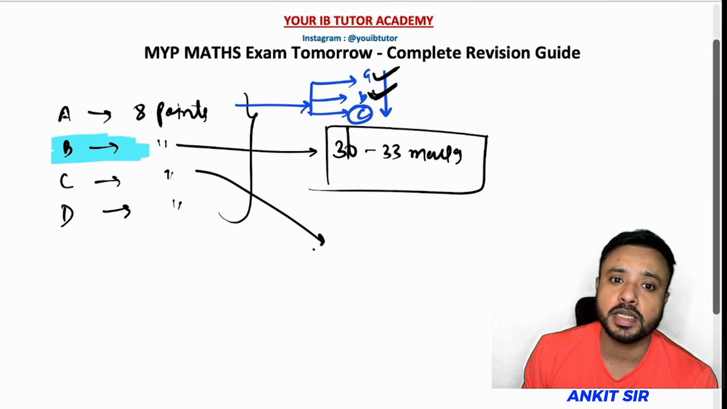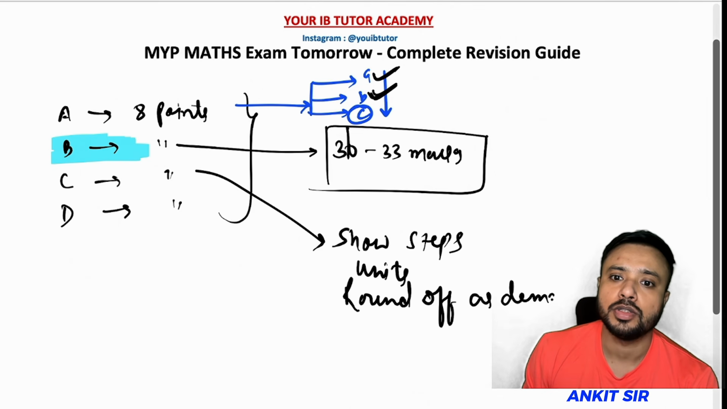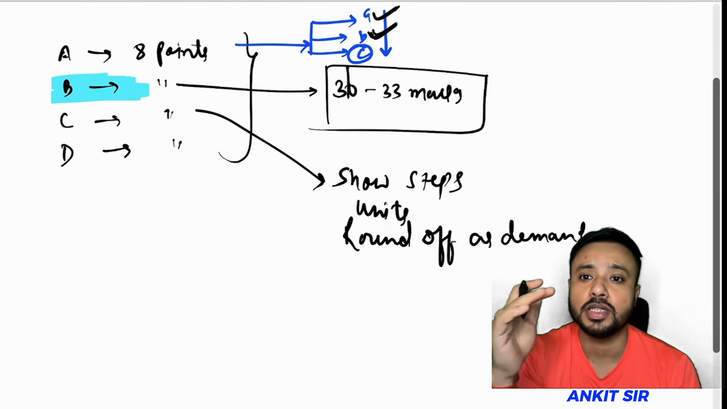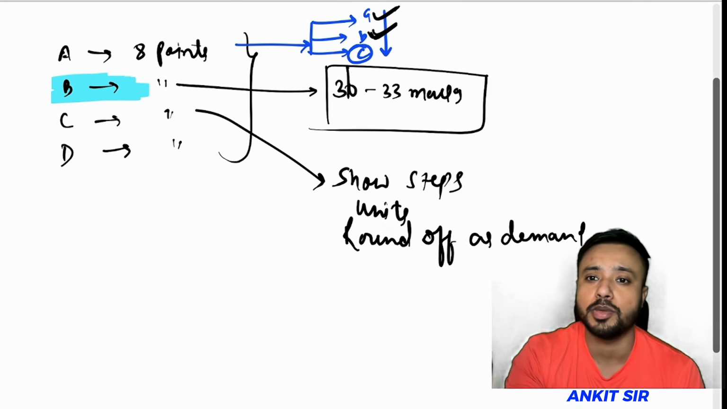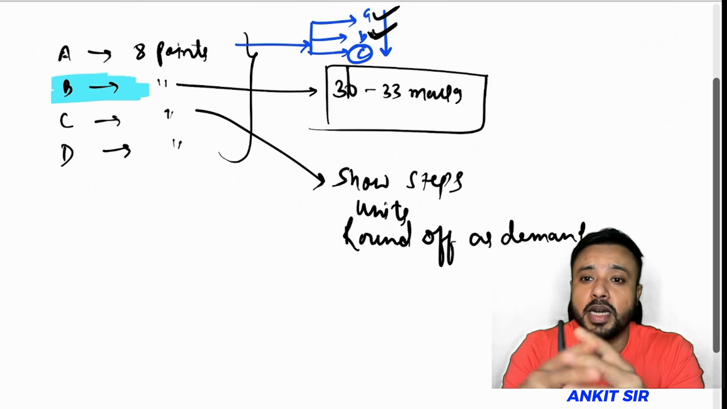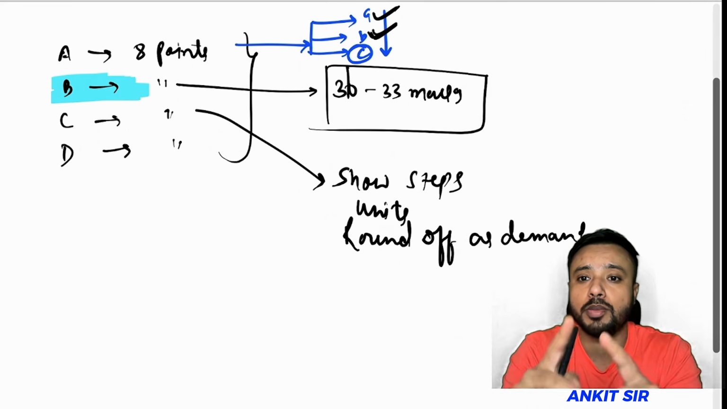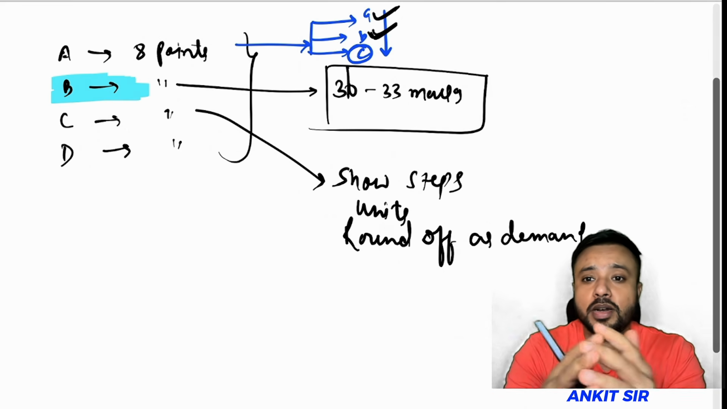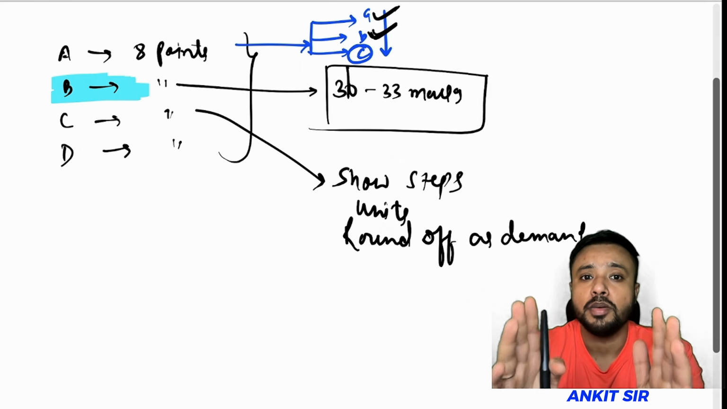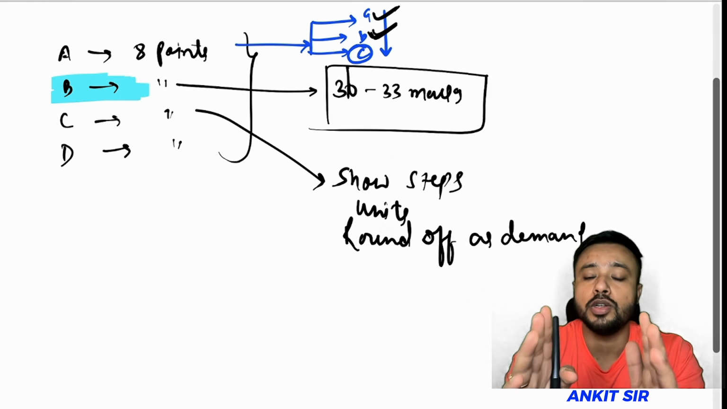Now in criteria C, guys, it is very important for all of you to show all the steps. So show steps, write units, round off as demanded. You will see that in a lot of questions they want the answer in three significant figures, till two decimal places, or till one decimal place. You have to be very careful with that, guys, because if you're not following that instruction, you will lose 1 mark. Even if the whole process and your answer are correct, you will lose 1 mark in your examination. So please, guys, make a habit to read the question properly.